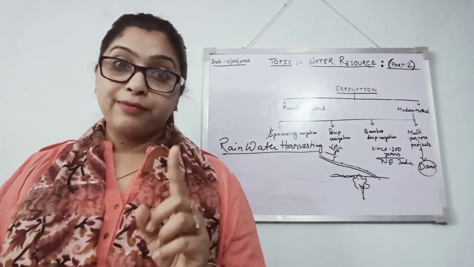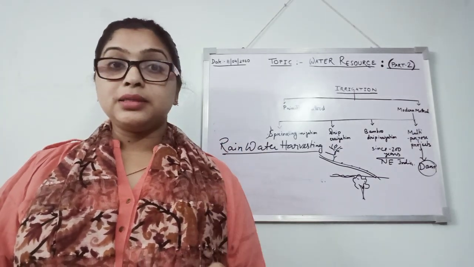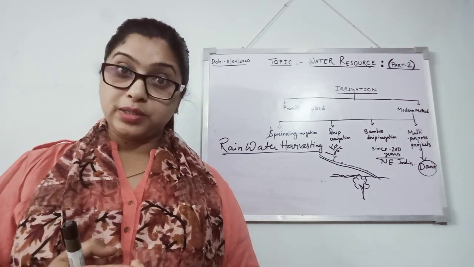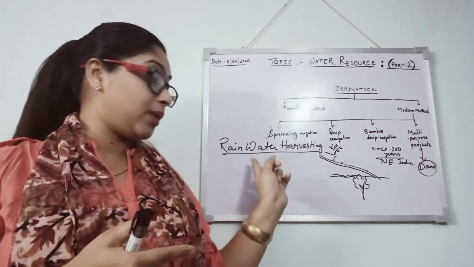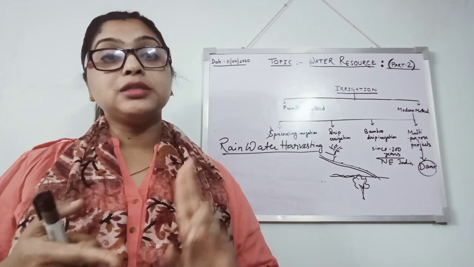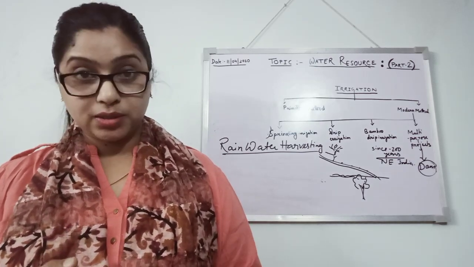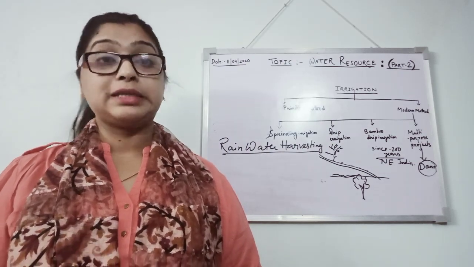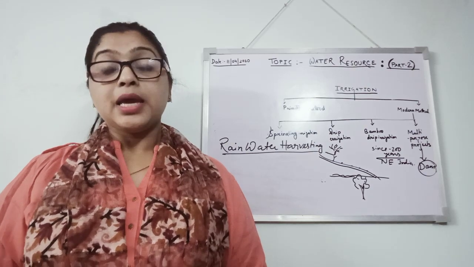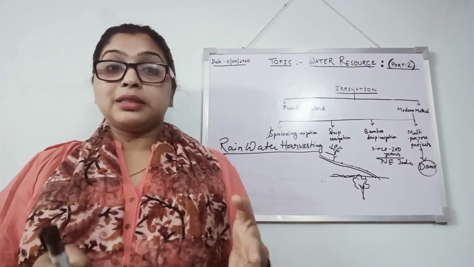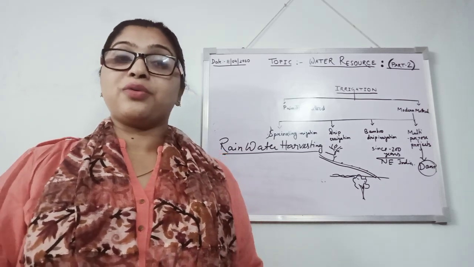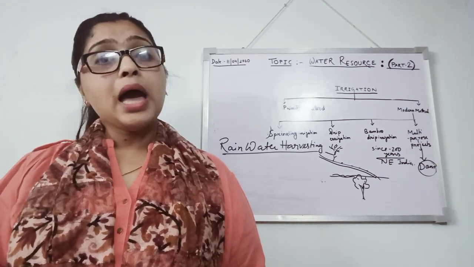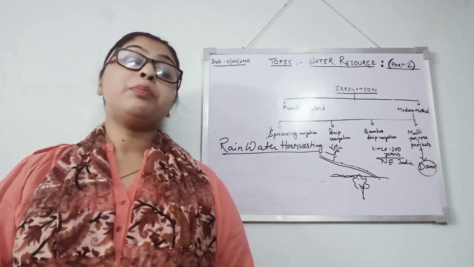Rainwater harvesting definition, please listen carefully: saving or storing, as well as recharging of groundwater, by saving that rainwater. It means saving and storing the rainwater to recharge the groundwater. That is known as rainwater harvesting. It is not only introduced today; it has been used for a couple of decades, and these methods have become very popular.